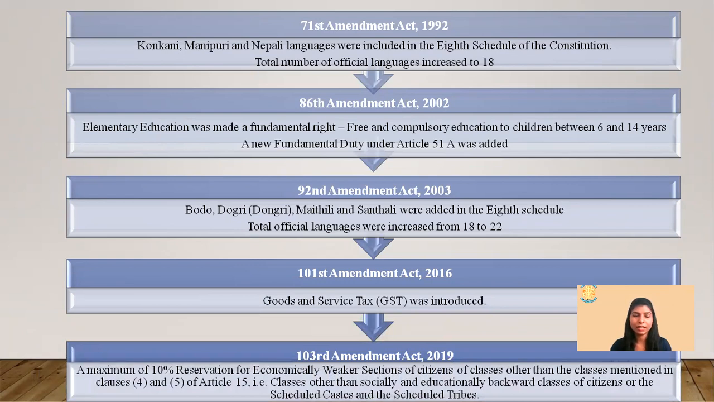In the 103rd amendment, a maximum of 10% reservation for economically weaker sections of citizens of classes other than the classes mentioned in clauses 4 and 5 of Article 15. Means what? Reservation was already given to the backward classes, but now 10% more reservation was given to the economically weaker section, that is, classes other than socially and educationally backward classes of citizens or the scheduled castes and the scheduled tribes. Means apart from scheduled castes and scheduled tribes, whichever class is economically weaker, unko bhi 10% reservation has been allotted.